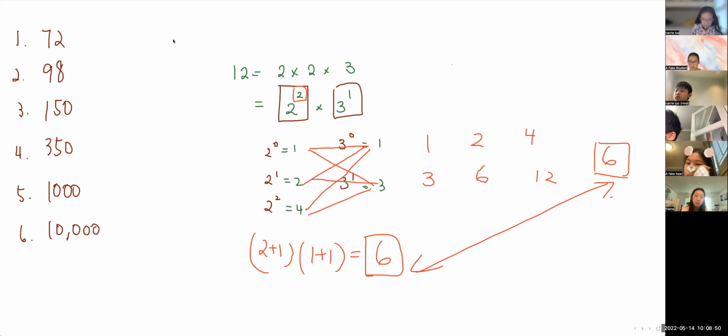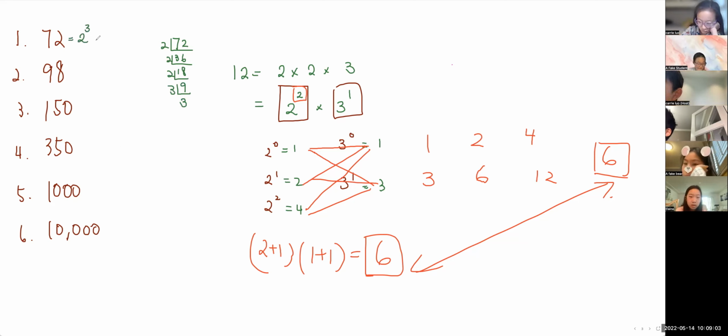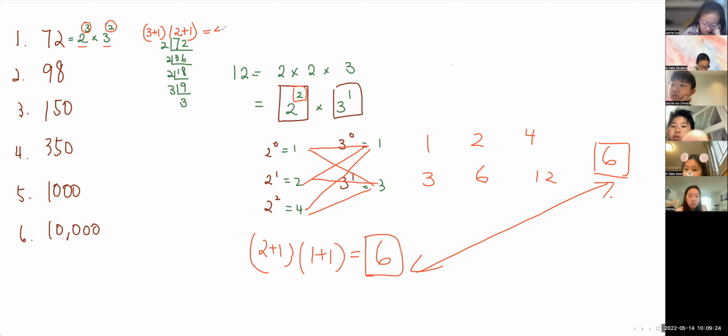Okay, so let's take a look at this one, 72. 2, 36, 2, 18, 2, 9, and 3, 3, right, Violet? So we have 2 to the power 3 times 3 to the power 2. All we need to do is look at this little tiny thing, as long as you have the base as a prime number. So we have 3 plus 1, because it's 2 to the power 0, 1, 2, 3, so 3 plus 1 equals 4, times 2 plus 1 equals 3, so 4 times 3 equals 12 factors.